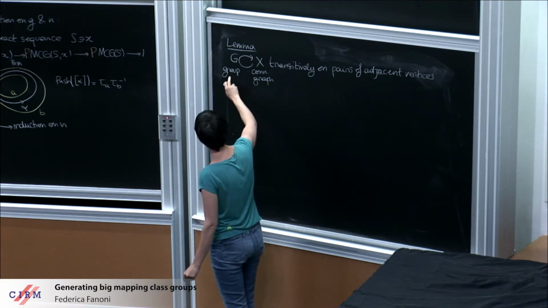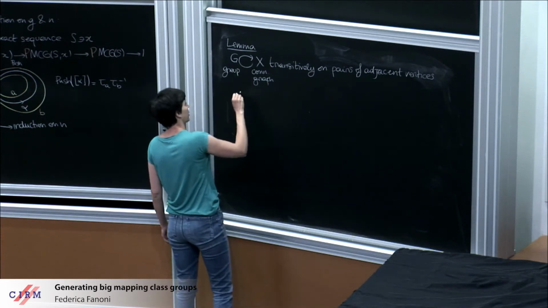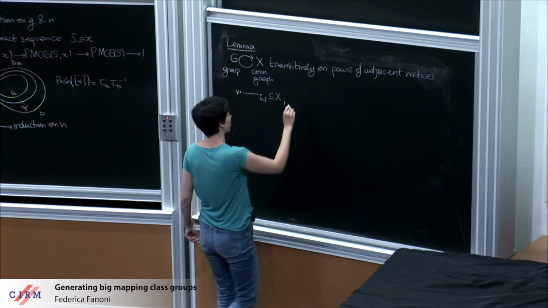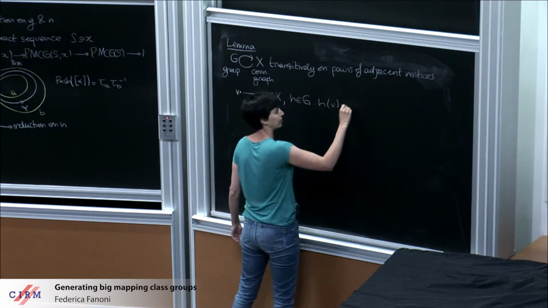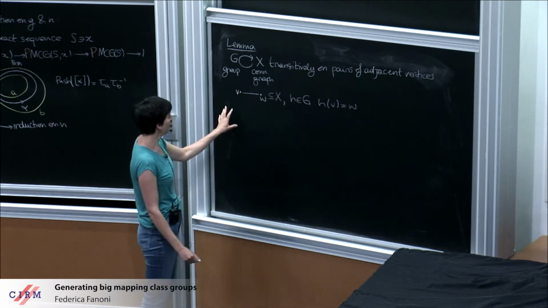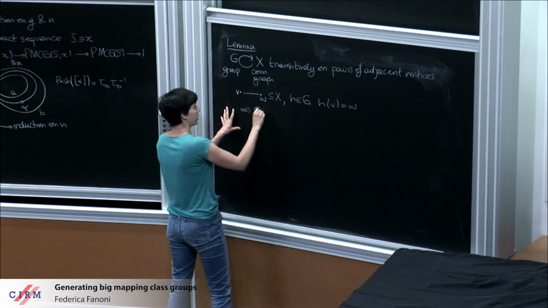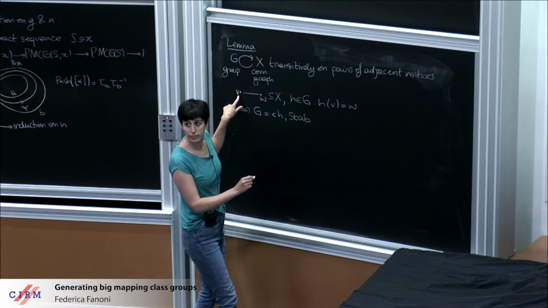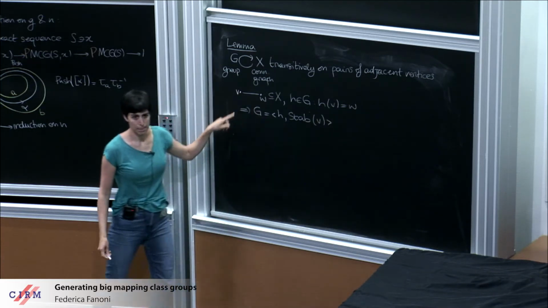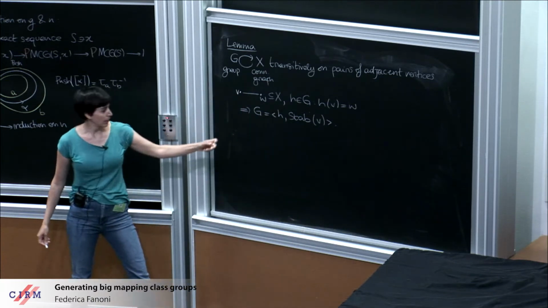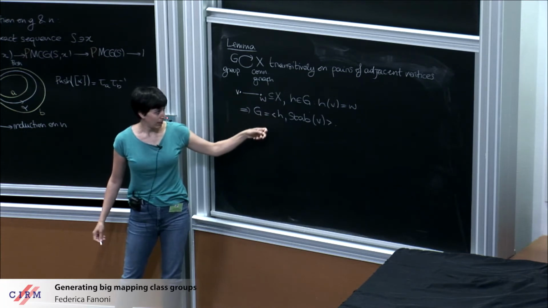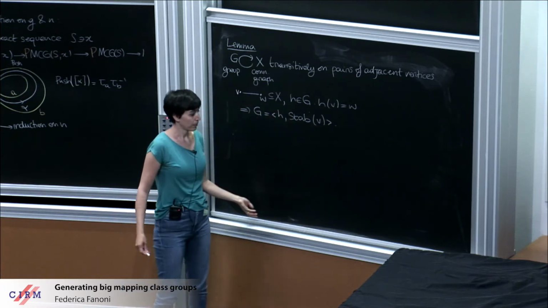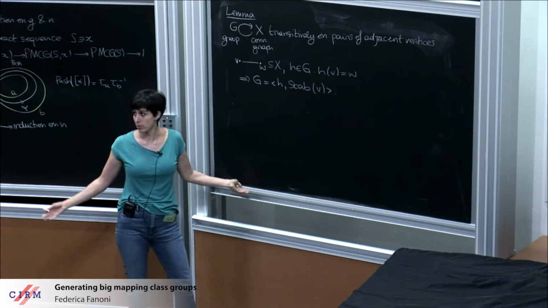Then I can understand how to generate this group. I can pick two vertices in my graph which are connected by an edge, and I know by this hypothesis that there exists some element of the group that sends one to the other. This is just my assumption. Then I can generate the group by looking at this map and at the elements that fix the vertex v, which is called the stabilizer. So I can reduce somehow. I'm looking for a generating set of this one, and I'm saying I can generate it with one element here and then some other group. And the idea is that I want this group to be the mapping class group of some surface of lower complexity.